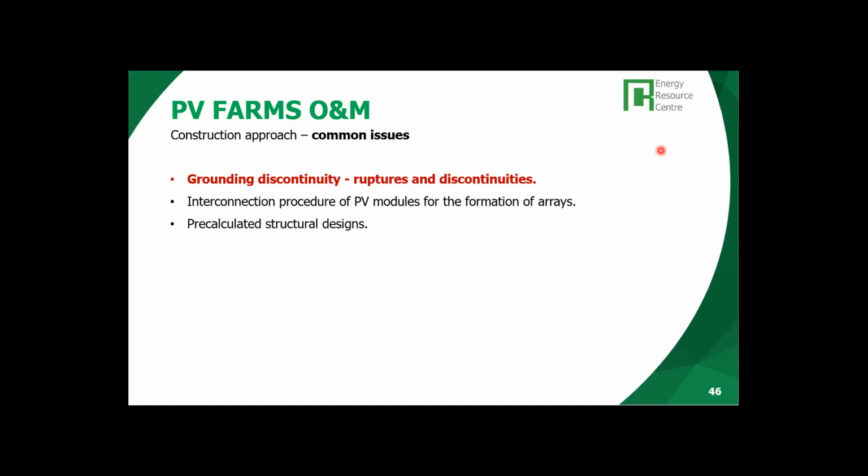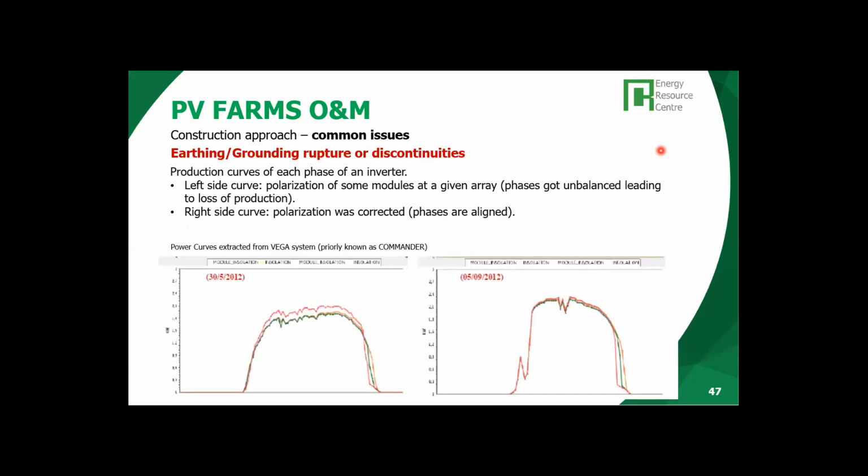So we thought of these 3: the grounding issues and potential ruptures or discontinuities of earthing, grounding. Then later on, we will see the interconnection of the strings, of the PV panels, for the optimization of the output, formation of the different PV arrays, and finally a couple of reflections on the structural designs. Okay. So the first issue that we wanted to share with you for PV farms is a problem that could be found in terms of the earthing, the grounding discontinuity.